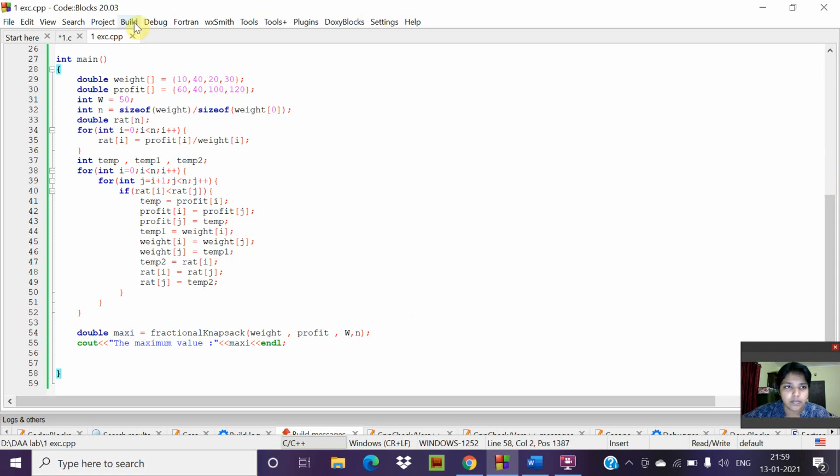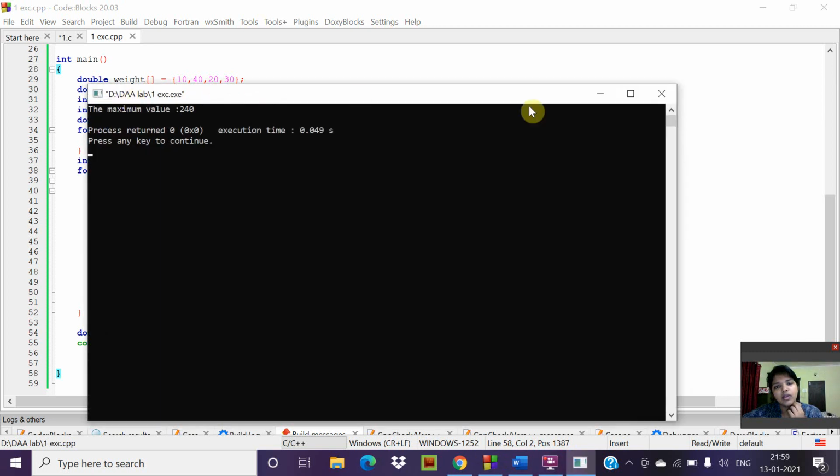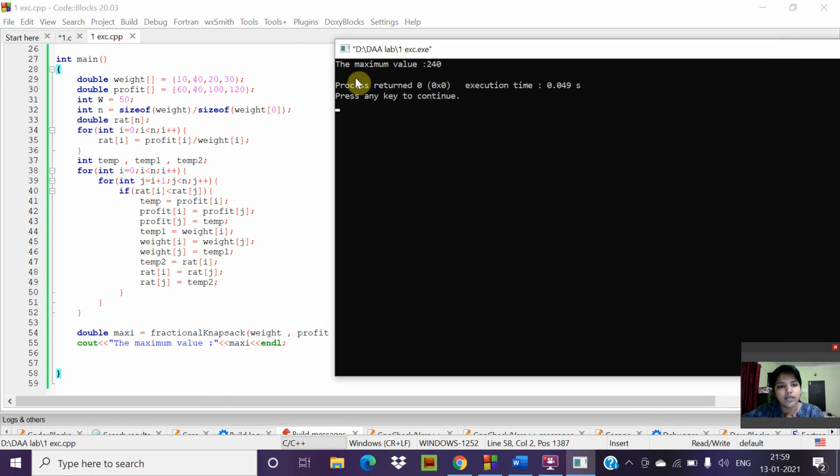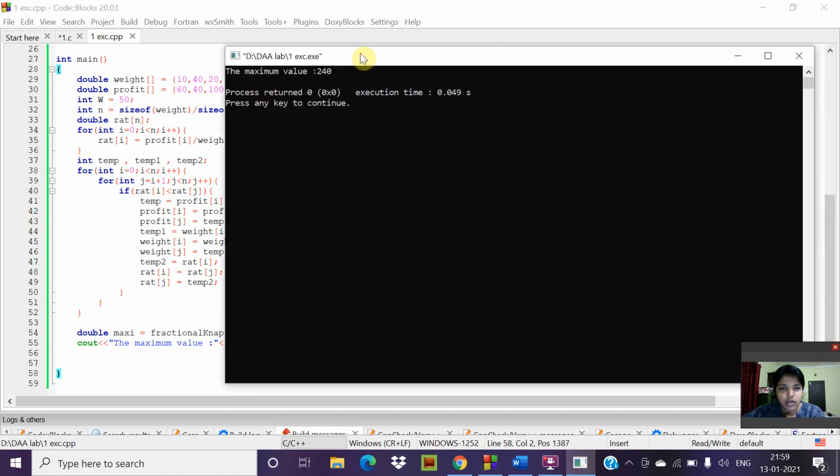Let's run the code. So the weights are 10, 40, 20, 30. The profits are 60, 40, 100, 120, and the capacity is 50. So the maximum value which we get is 240.